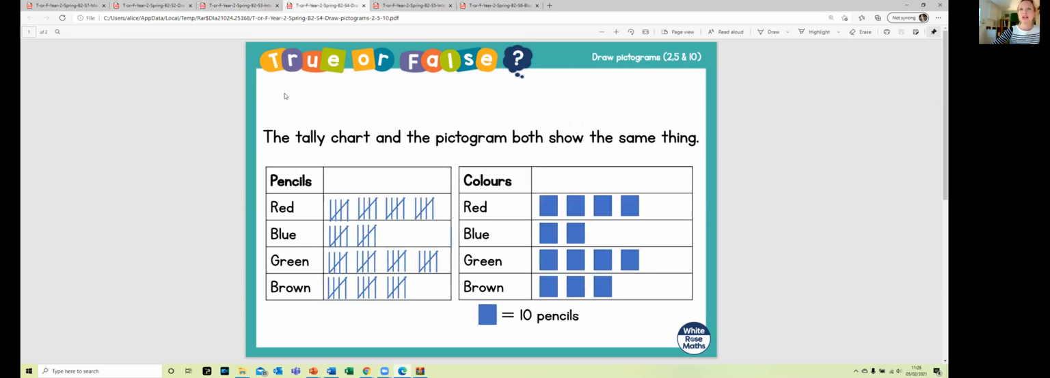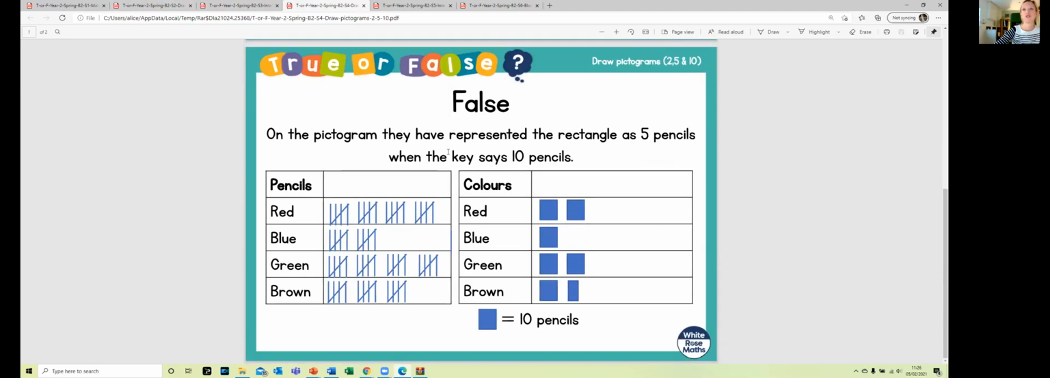Question 4. What did you put? True or false? The statement was, the tally chart and the pictogram both show the same thing. We had one like this a moment ago, didn't we? Did you think it was true or false? Have a look at your answers. The answer is false. So on the pictogram, they have represented the rectangle as 5 pencils, when the key scale says 10 pencils.